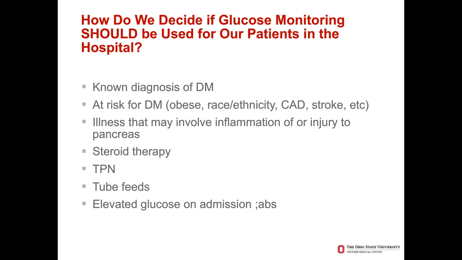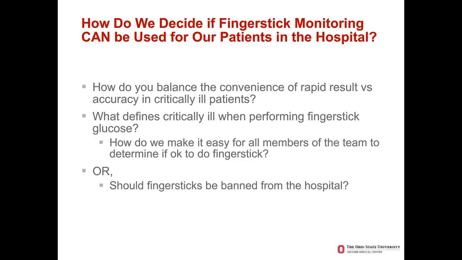So how do we decide if finger stick monitoring can be used for our patients in the hospital? This is a question of how do you balance the convenience of rapid result versus accuracy in critically ill patients. That leads to the question of what defines critically ill when performing finger stick glucose, and who can make that determination? Can we find a way to make it easy for any and all members of the team to determine if it's okay to do the finger stick glucose monitoring? Or are there so many confounders that we should consider just banning finger sticks from the hospital completely?